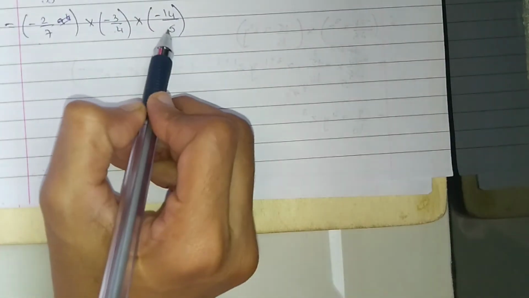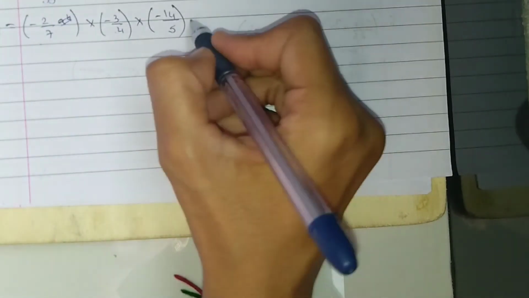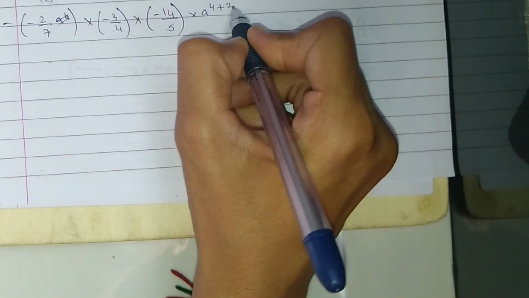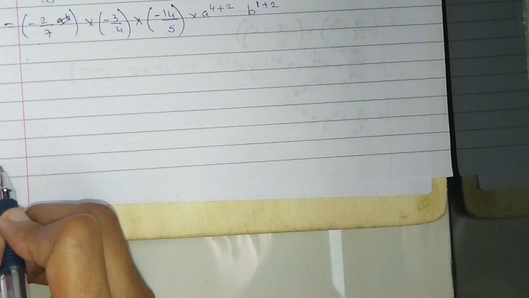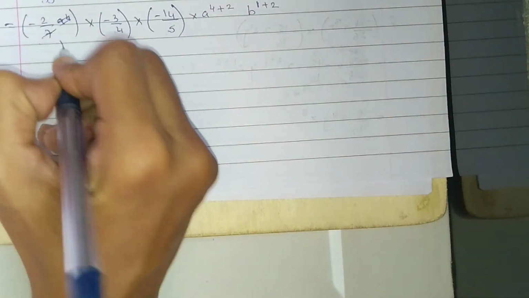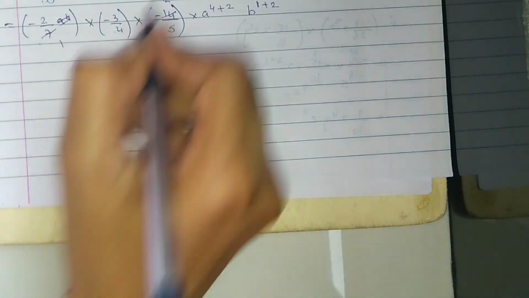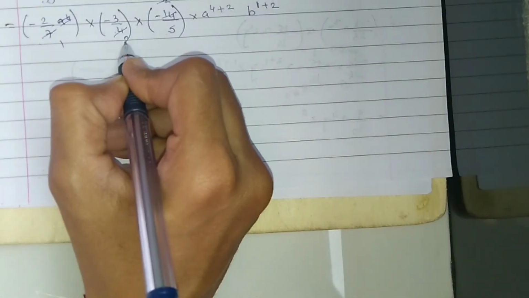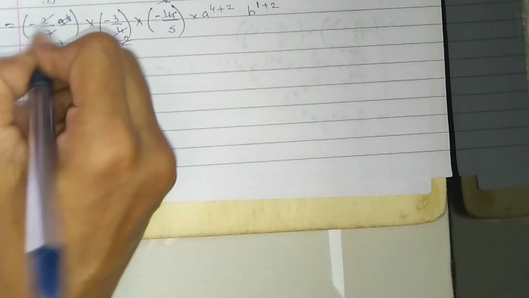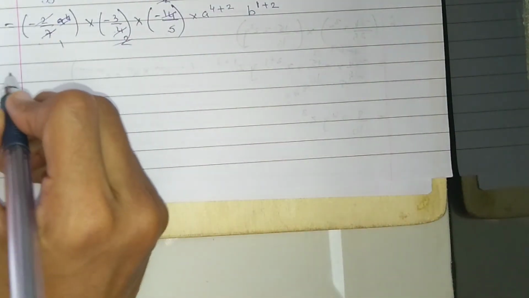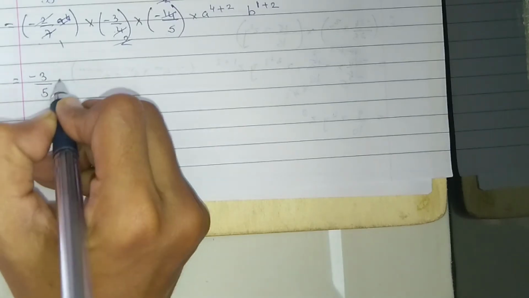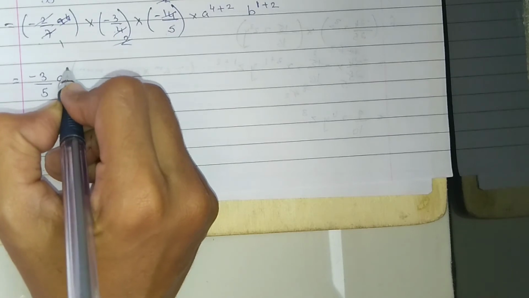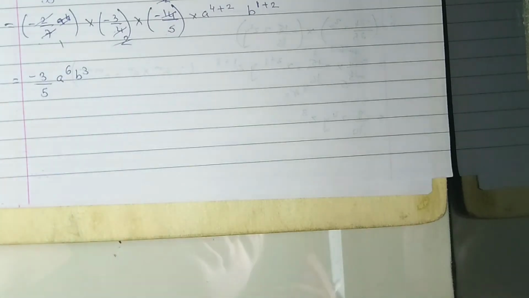Now in the 9th one we are multiplying. Here in the 12th one, first of all I had taken out all the constant terms. Then a raised to 4 plus 2 and b raised to 1 plus 2. Now this one we can cancel, right? So 7 1s are 7 and 7 2s are 14, 2 1s are 2, 2 2s are 4. Okay, 2 2s cancel. Now directly we have to write minus 3 upon 5 a raised to 6 and b raised to 3 is the answer.